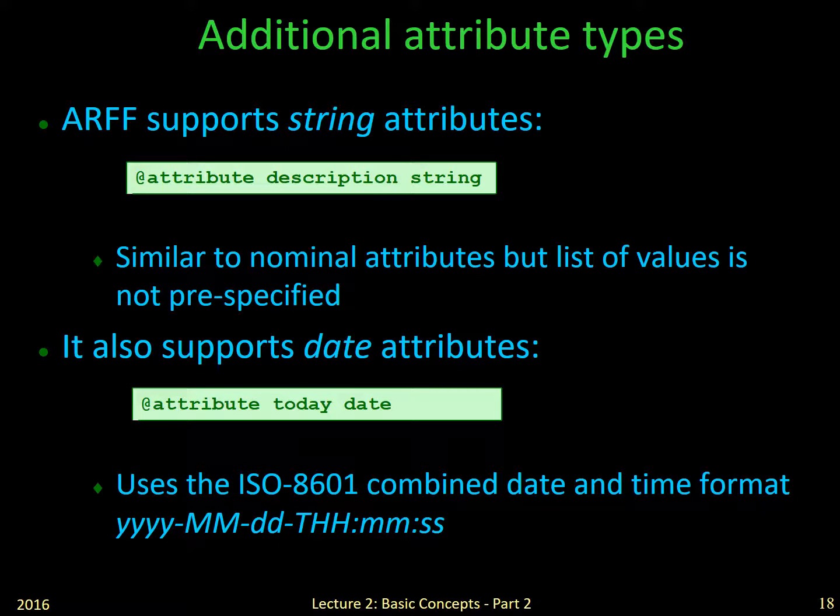As we mentioned before, there are different types of attributes that we can use. In this slide, you can see an example of the string attribute. Basically, in this data set, we are supposed to have an attribute called description, and the value of this description is a string. Or we might have another attribute called today, and the format of this attribute is a date.